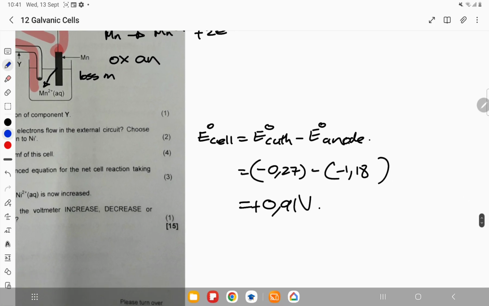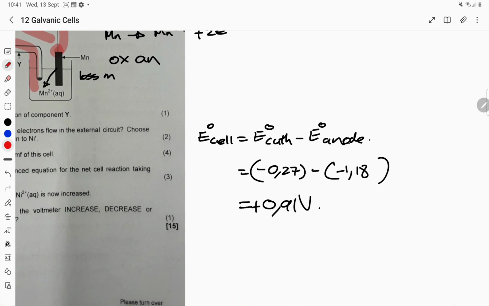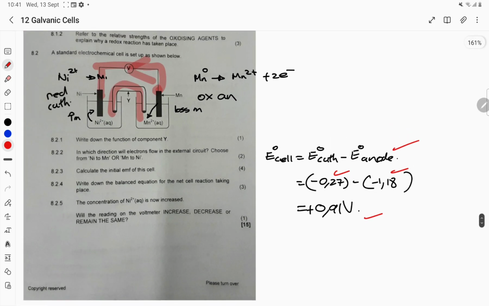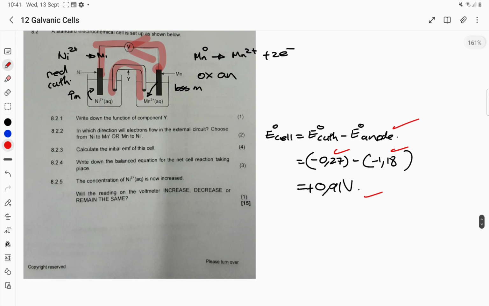And this is, guys, I mean, really, 4 marks for this. I mean, really, 1, 2, 3, 4 marks. I mean, is this not easy? It's straightforward, easy stuff.